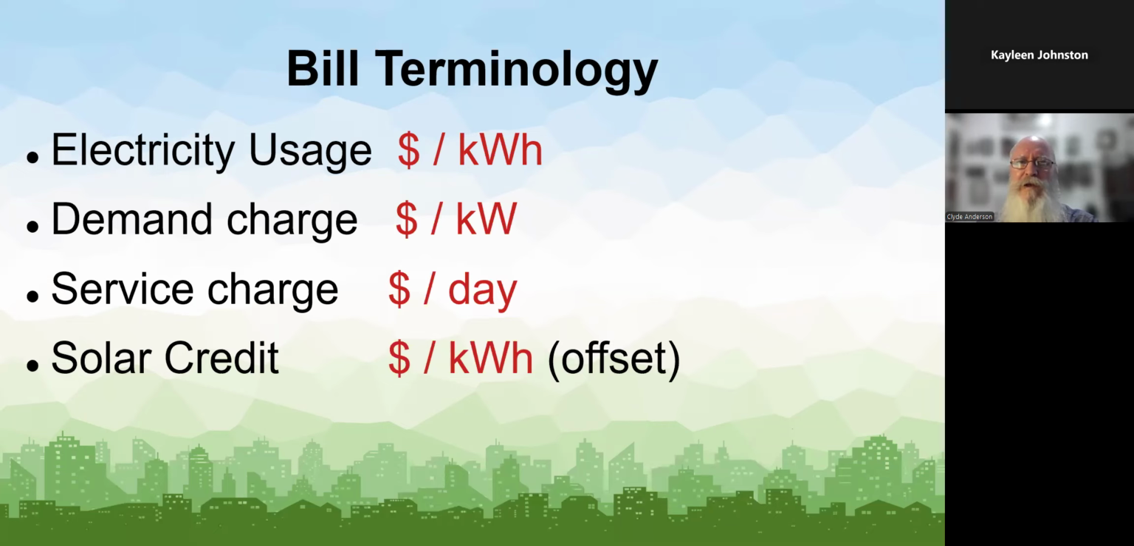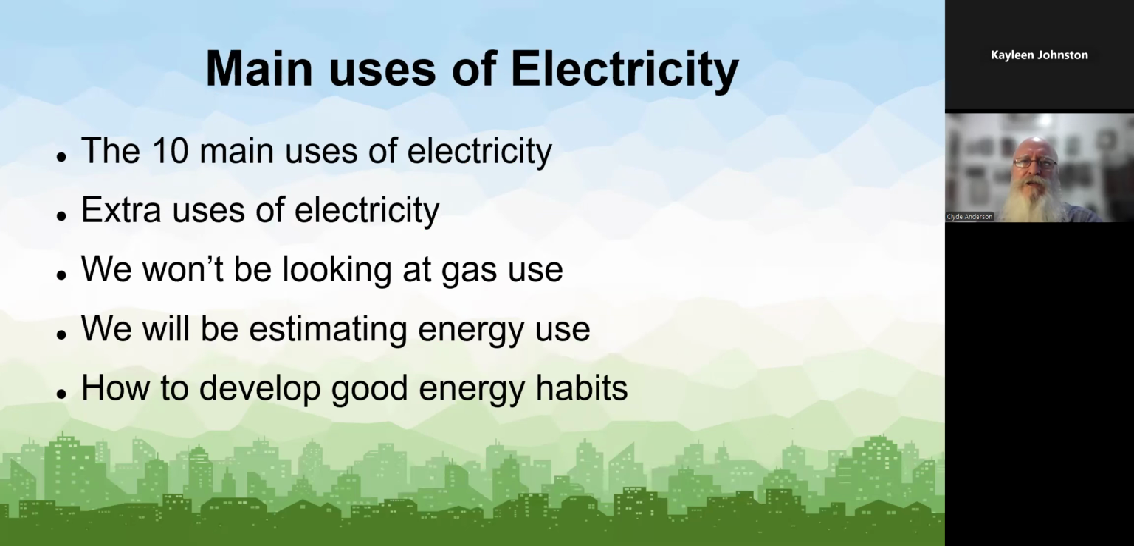Let's talk about now the main uses of electricity. So the Queensland government has done a lot of investigation into this, and so this is basically Queensland based, or southeast Queensland in some cases. 10 main uses of electricity in an average home. Now, what's an average home? Yes, go figure. Everybody's different. There are extra uses of electricity that aren't included in those 10 main uses. We'll touch on them briefly.